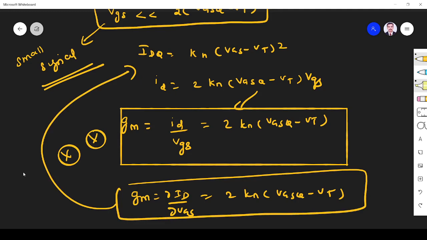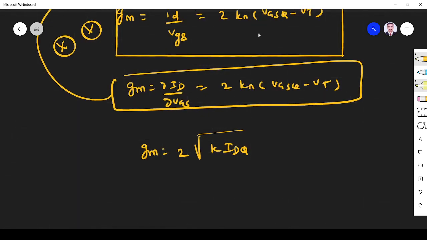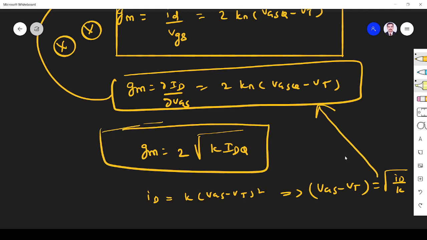So from this, what I understand, gm is equal to 2 root of K ID_Q. What is the reason? Because I know ID is K into (VGS minus VT) squared. This implies VGS minus VT is equal to root of ID by K. So substitute this one here. If we substitute root of ID by K instead of VGS minus VT, I get 2 root of K ID.